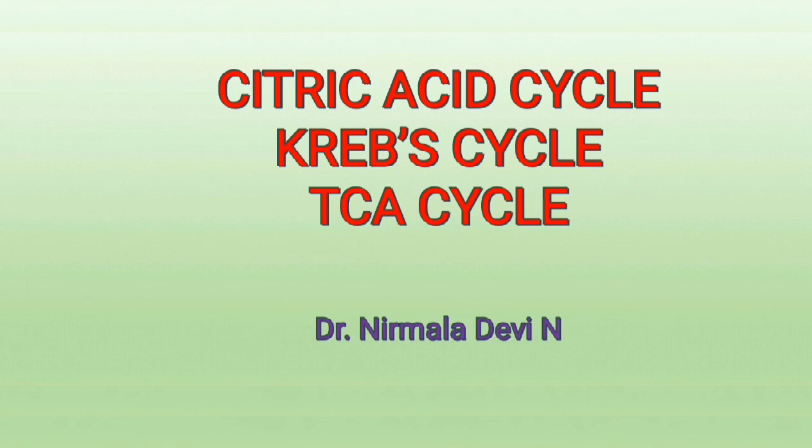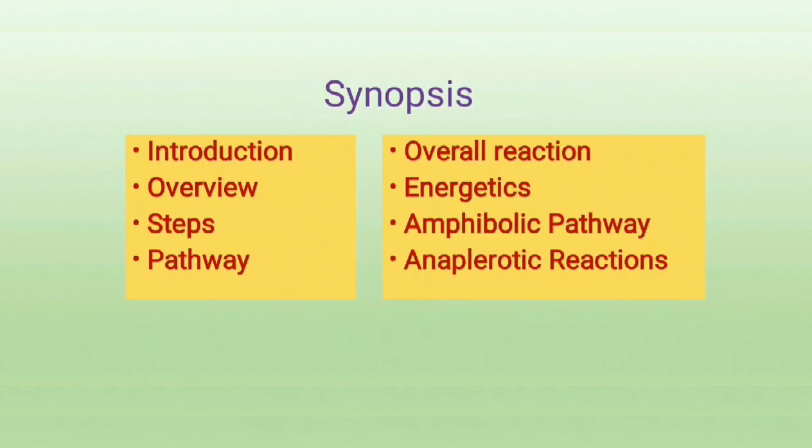The cycle has also other names like Krebs cycle or TCA cycle. So before learning the detailed reactions of the TCA cycle, we will brush up with the points in the introduction, an overview of the pathway and the steps taking place, the pathway with the reactions, and then comes the overall reaction of the pathway and the energetics, and two important pathways relevant to the TCA cycle, that is the amphibolic pathway and the anaplerotic reactions.